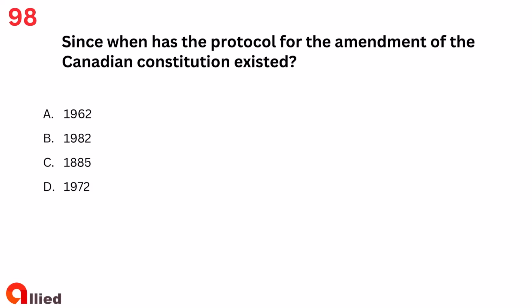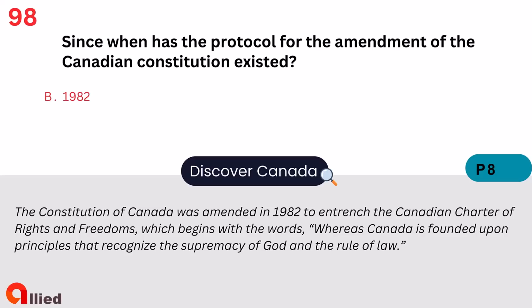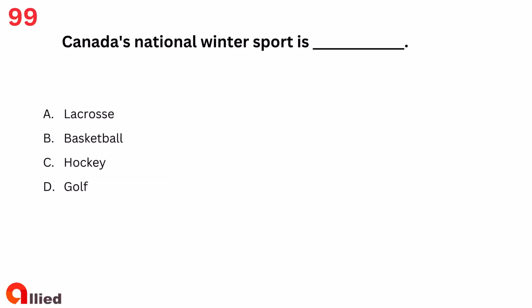Question 98. Since when has the protocol for the amendment of the Canadian Constitution existed? A. 1962. B. 1982. C. 1885. D. 1972. The answer is B. 1982.